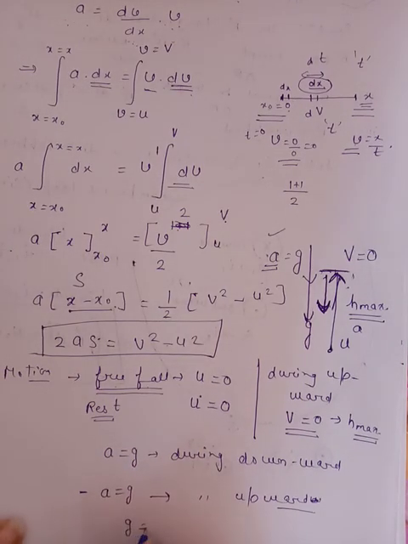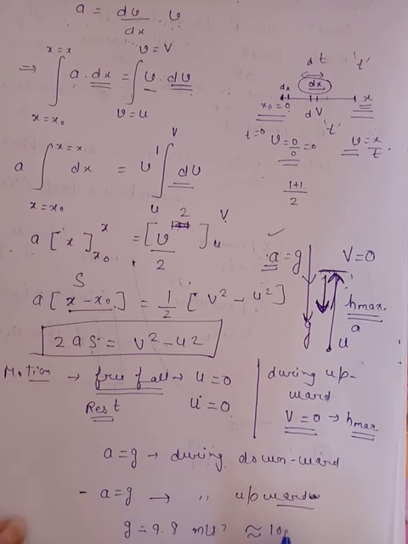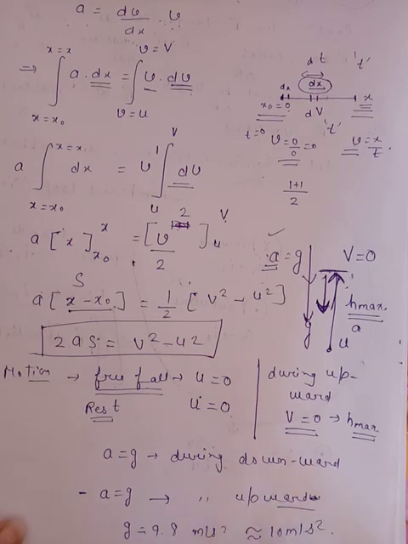When the object is moving upward, its acceleration is negative of the acceleration due to gravity, and the value of acceleration due to gravity is 9.8, or sometimes we can say approximately 10 meters per second square.